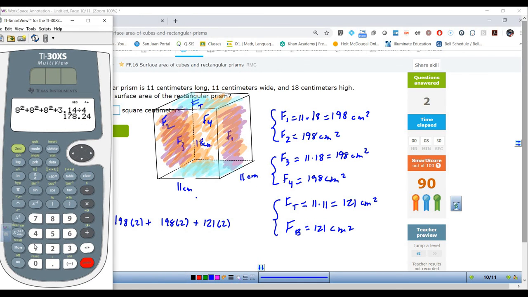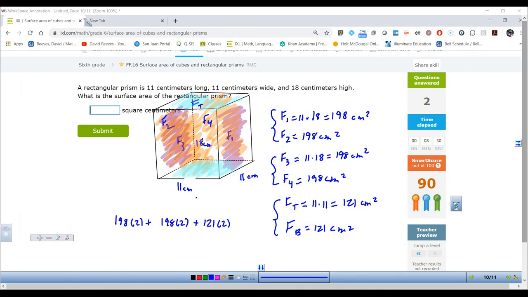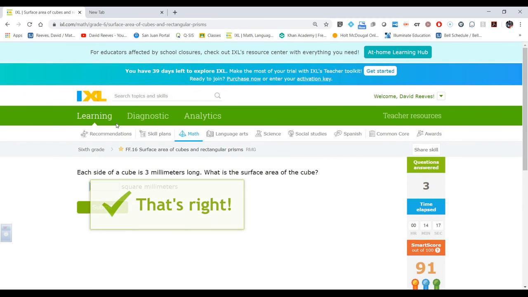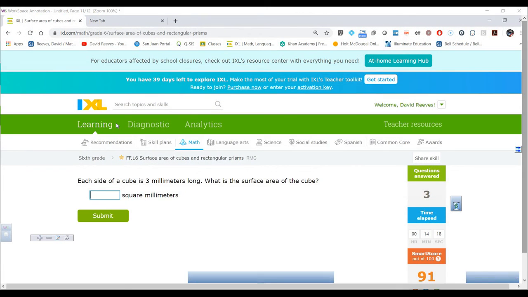All right, so here we go. So I'm going to do 198 times, and this time, you know what? I am going to do times 4, okay? Because I've got 2 times 2, and 2 times 2 is 4. So 4 of those 198s plus 121. I have 2 of those 121s. And when I do that, what do I end up with? 1,034. 1,034 square centimeters. Let's see what IXL says. Did we do it correctly? We did. Awesome.